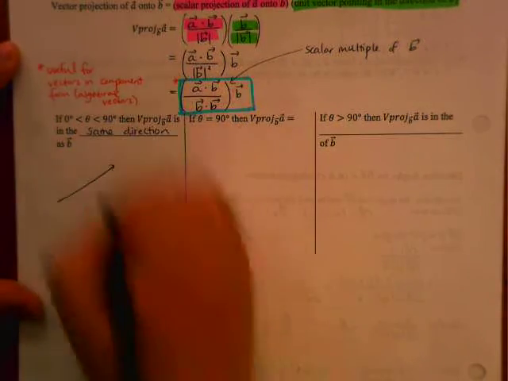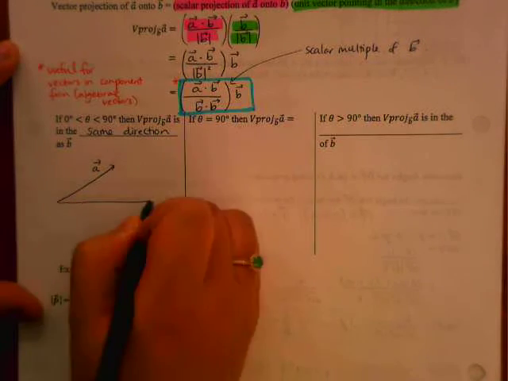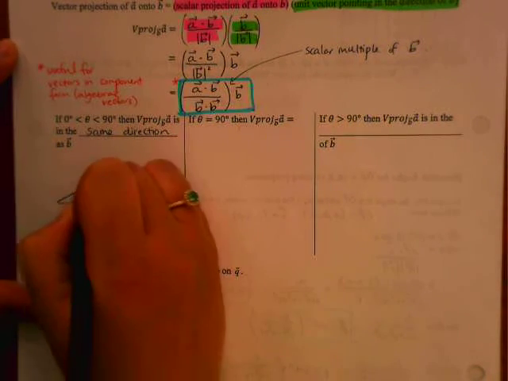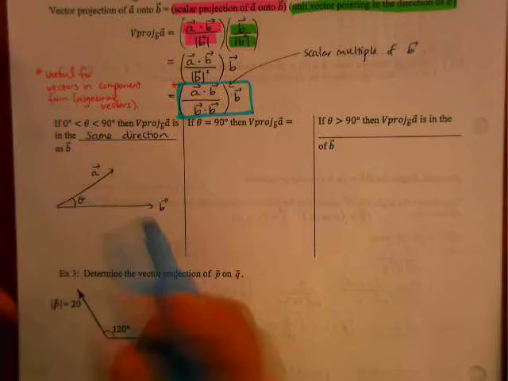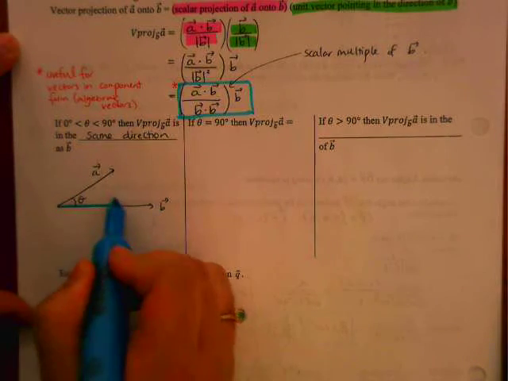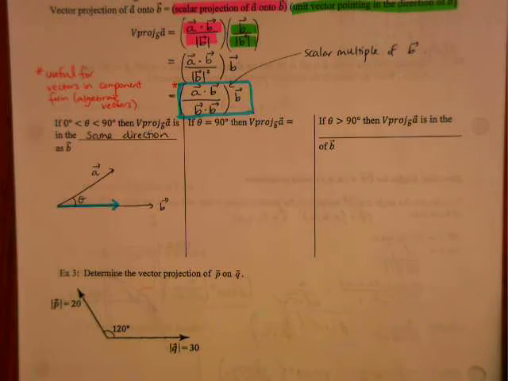Okay, so if you have this vector A and you have this vector B and this angle is theta, which is acute, then this is going to be your vector projection of A onto B, and it's going to point in the same direction as B.